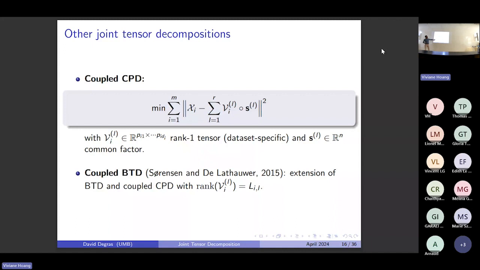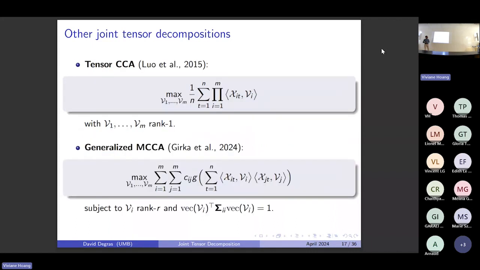As before, we can extend that or relax this requirement of rank 1 tensor. We can take tensors of higher rank, and this will be the coupled block term decomposition. Yet another way to think of a decomposition is to look at directions Vi, but then we're going to multiply them all across all the different tensors. So instead of looking at pairs, we take our M tensors or M datasets and we multiply the scores, and we try to maximize the average of those products. So this is called Tensor CCA.